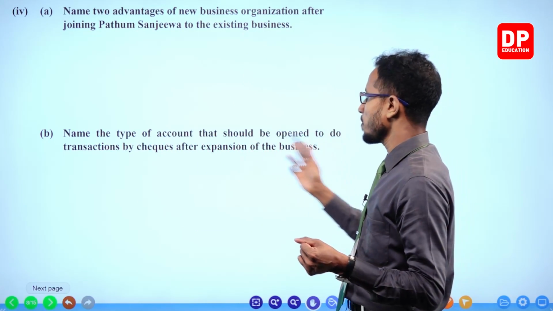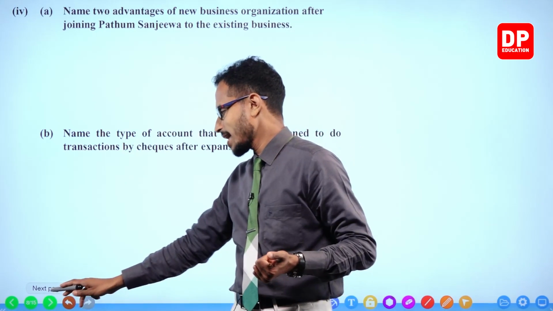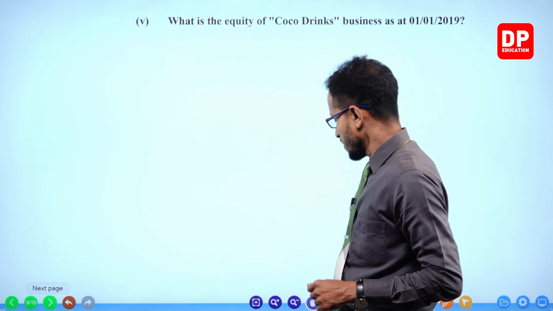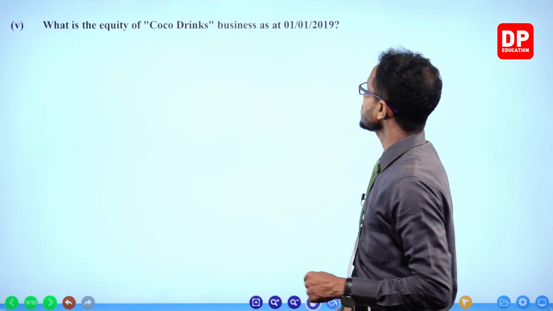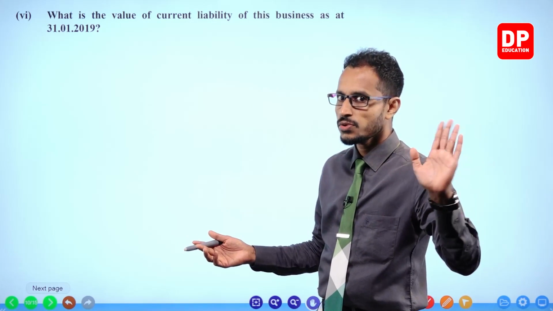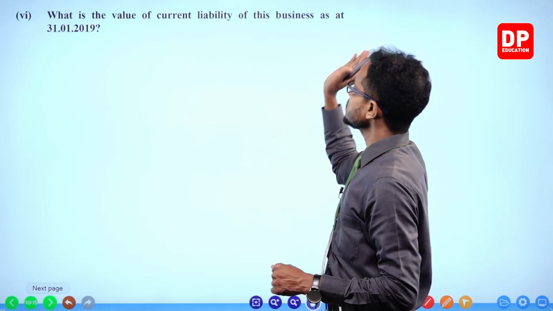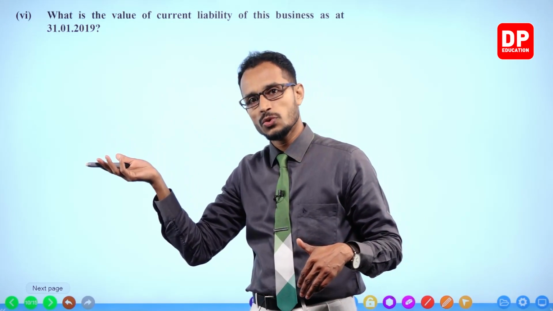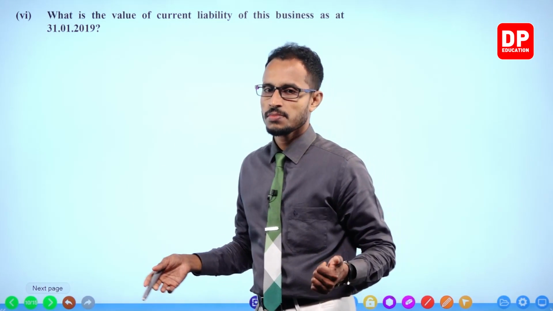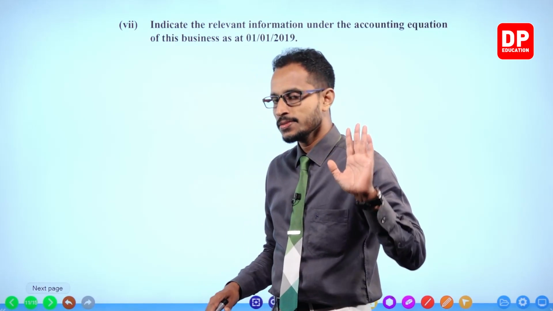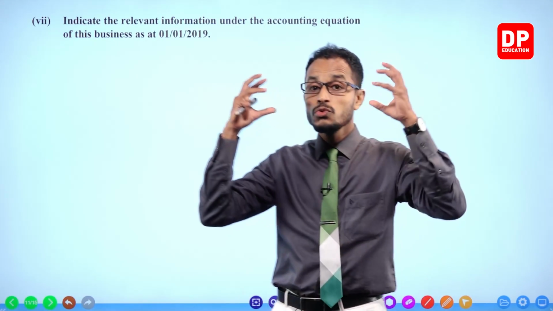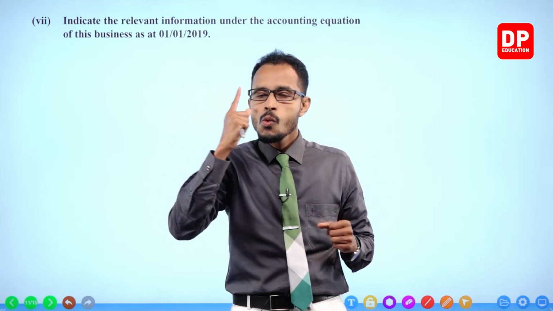Name the type of account that should be open to do transactions by checks. Yeah, so this business is doing transactions using checks. No problem. Okay. What is the equity of cocoa drinks business 1st January? You need to calculate capital. Fine. No problem. You didn't go through the case, okay? What is the value of current liabilities of this business as at 31st January, end of January? Which means after some transactions, there must be liabilities. Liabilities must have incurred. Okay. All right. Next question.